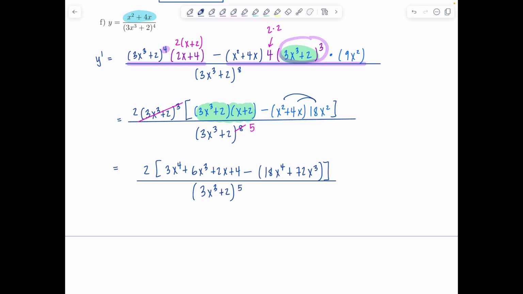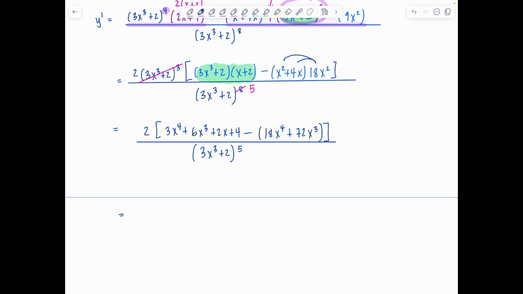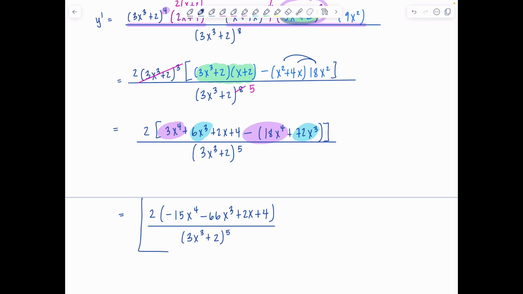Okay. And then last step, let's combine some like terms. Keep the 2 outside. I have 3x to the 4th minus 18x to the 4th. So that's negative 15x to the 4th. 6x cubed minus 72x cubed once I distribute the negative. So that's negative 66x cubed plus 2x plus 4. That doesn't change. Over 3x cubed plus 2 to the 5th. And we are done. Woohoo!